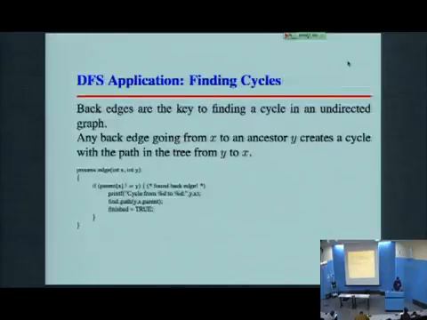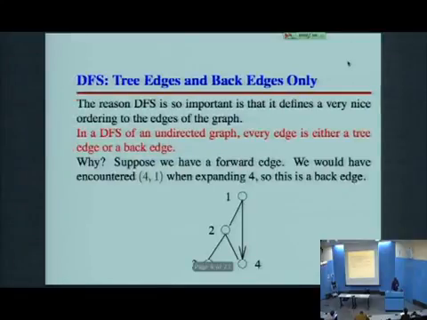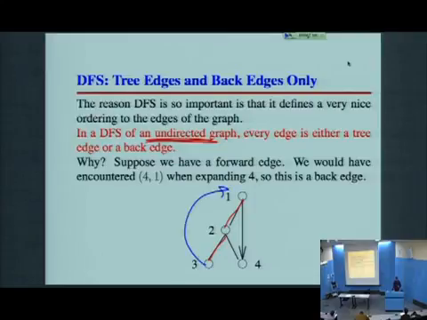The important thing is, and I guess I don't really have a slide I like here, that if we have an undirected graph, every edge in a depth first search is either going to be a tree of discovery edge, or, the first time we see it, it's going to go from a vertex back to an ancestor.